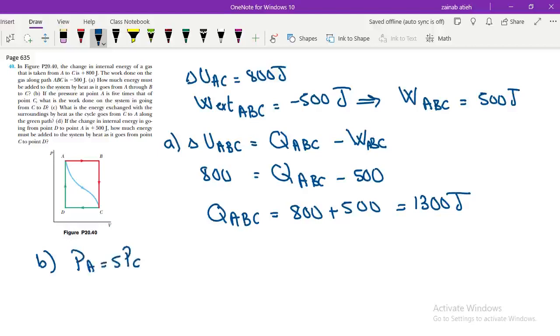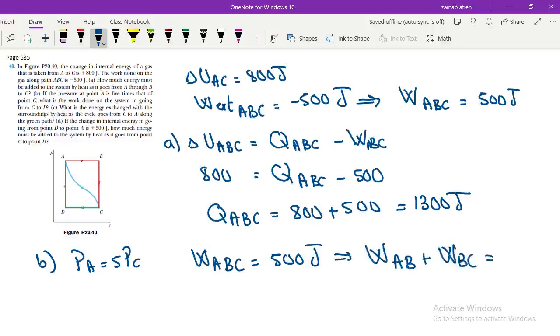The problem in this part is that we have no coordinates for A and C and other points. We have nothing related to work other than the work for ABC, which is equal to 500 joule. So we will use this work ABC. You all know that the work of ABC is divided into processes: AB plus the work done during BC, which is equal to 500. The work done during BC is 0 because BC is an isochoric process. So we can deduce that the work done by the gas during the process AB alone is 500 joule.